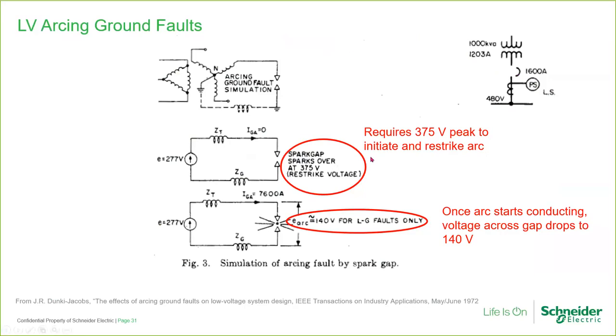In the white paper examining this phenomenon of arcing ground faults, a spark gap was used to simulate an arcing fault. What they found is that 375 volts of peak voltage phase to ground was required to initiate and restrike an arc across the gap. And then once the arc started flowing, the voltage across the gap dropped to 140 volts instantaneous and remained there while the arc flowed.